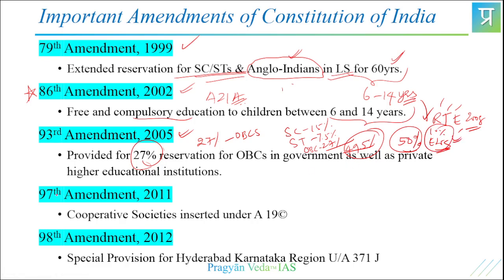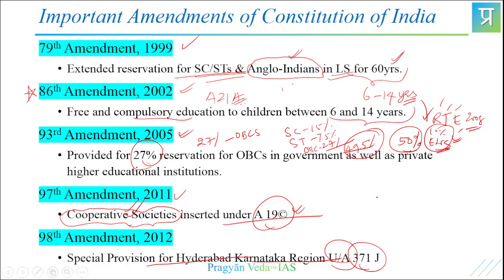Yes. Then the 97th Constitutional Amendment, which came in 2011, inserted Article 19 Clause C regarding cooperatives, right? Cooperative societies were specially inserted in Article 19 Clause C. And the 98th Amendment, which came in 2012, had the special provisions for Hyderabad Karnataka region under Article 371J during Pranab Mukherjee's time, who was the president then. So basically we have the special provisions, right, under Article 371, starting with Nagaland.